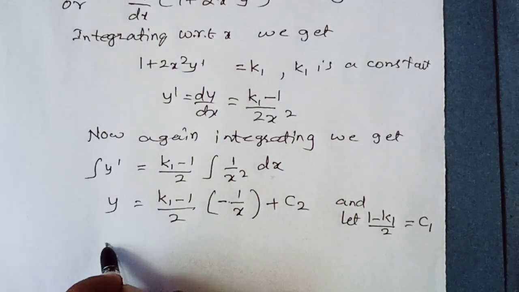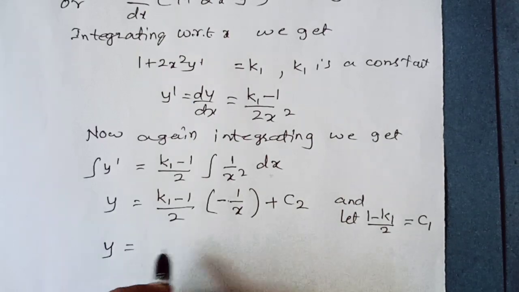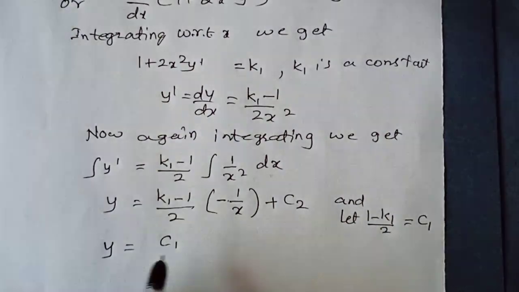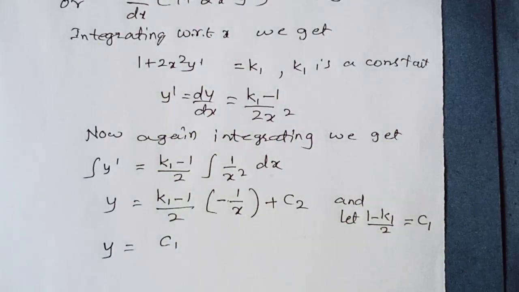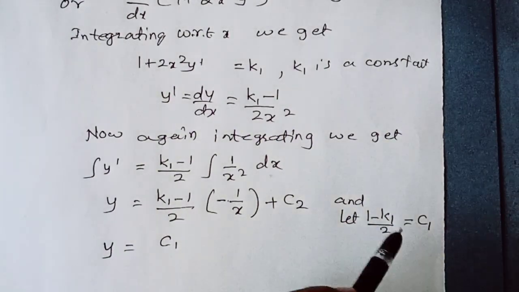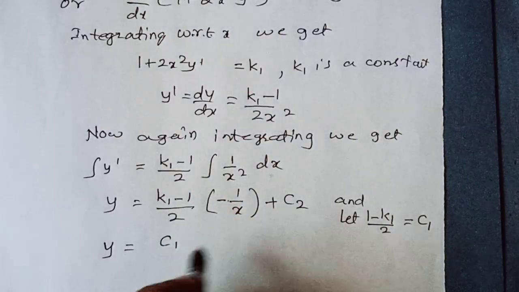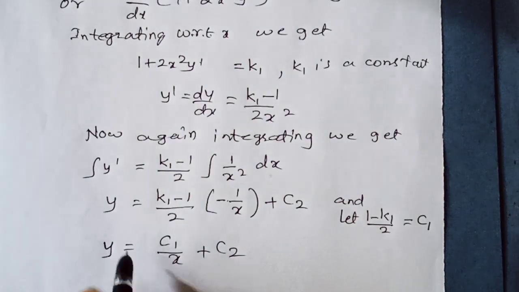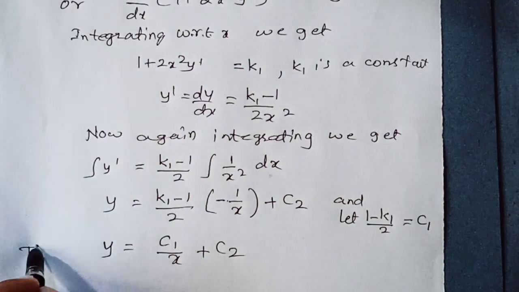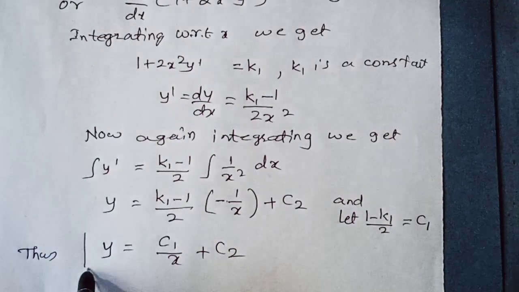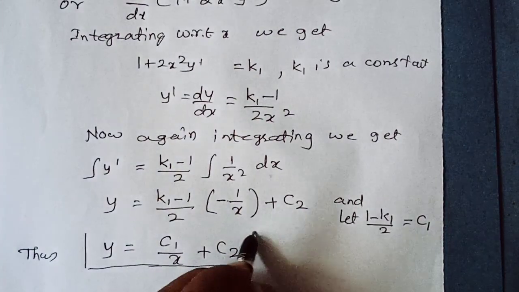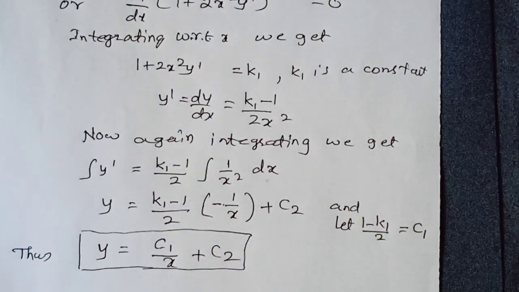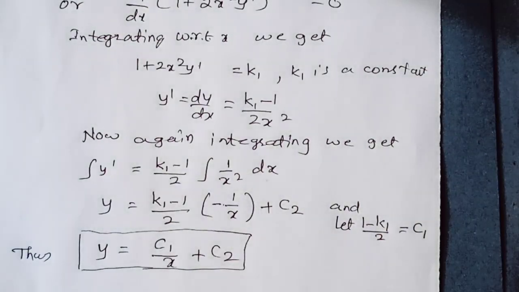Therefore y is equal to c1 divided by x plus c2. This is the required answer. Thus y is equal to c1 by x plus c2. Very simple question for 6 to 7 marks. I hope you understood this problem.